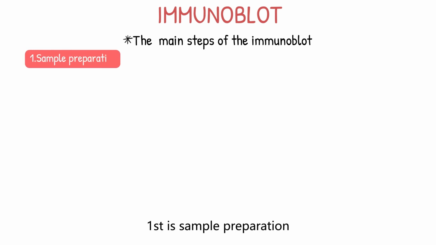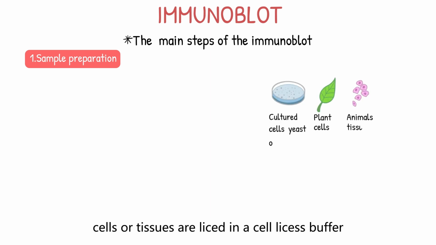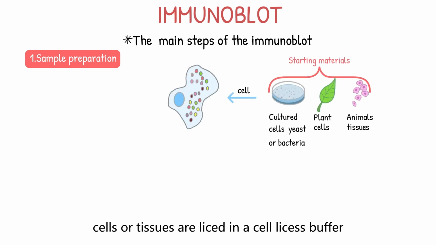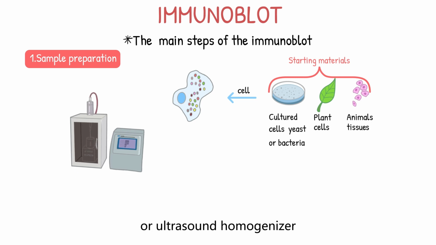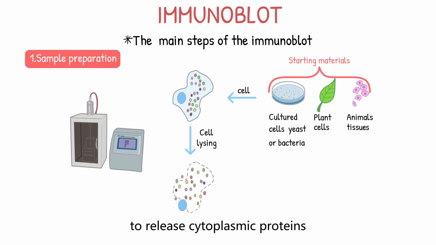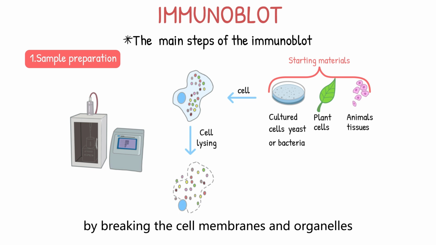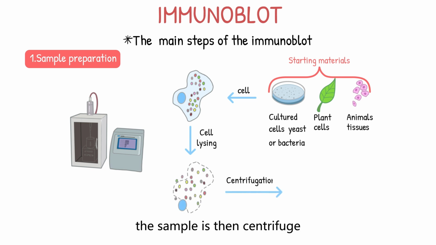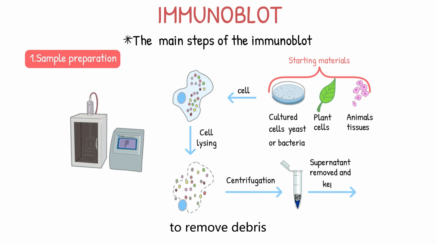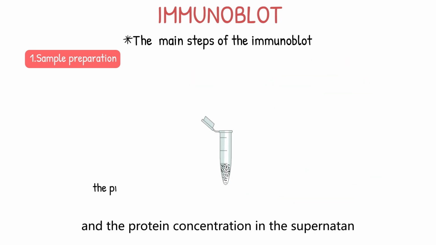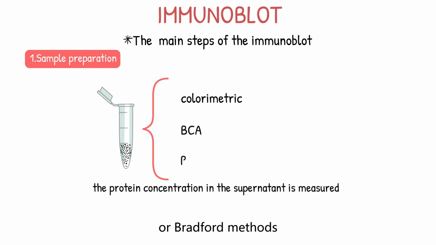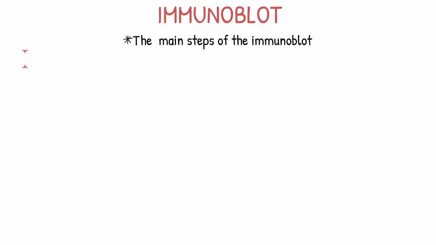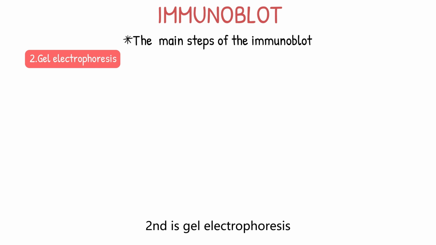First is sample preparation. Cells or tissues are lysed in a cell lysis buffer using a high-speed homogenizer or ultrasound homogenizer to release cytoplasmic proteins by breaking the cell membranes and organelles. The sample is then centrifuged to remove debris, and the protein concentration in the supernatant is measured using colorimetric, BCA, or Bradford methods. Second is gel electrophoresis.